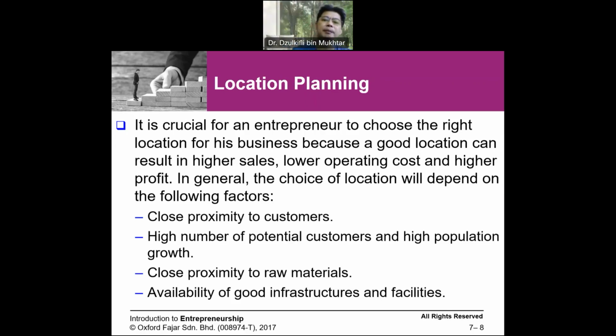Okay, in general, the choice of location will depend on the following factors. Ni basic understanding. Close proximity to the customers, high number of potential customers, and high population growth. Close proximity to the raw material and availability of good infrastructure and facilities. Okay, let's go one by one. For close proximity to the customer, we know for a fact sometimes convenience to the customer is the key element for people to buy it. Ini yang kita kena faham. If you make the business accessible to the customer, then people will be happy.